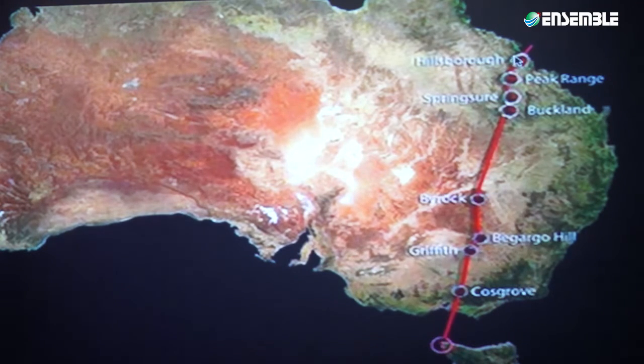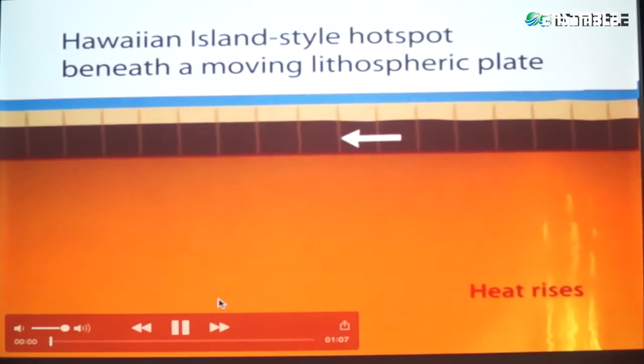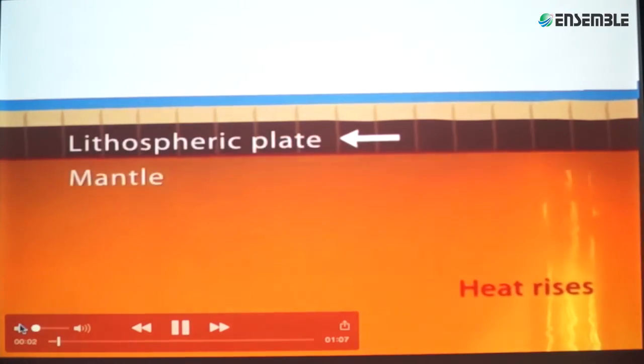That means this was the first one to have formed, this was the second one, the third one, the fourth one, and so on and so forth, as Australia moved towards the north. As it keeps on moving towards the north, another of these cones goes on to move towards its south. That is what exactly is called the Cosgrove volcanic chain. This animation will help you to understand it in a better manner.